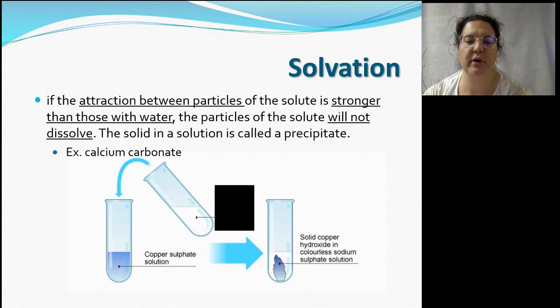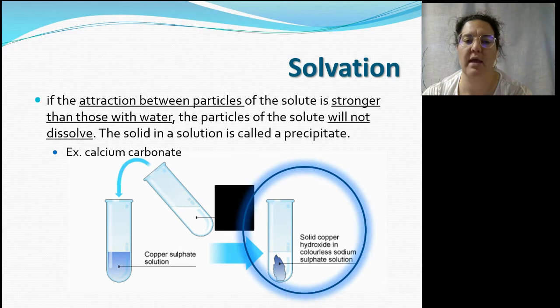If the attraction between the particles of the solute is stronger than those with water, the particles will not dissolve. And a solid in this solution is called a precipitate. So this is where we have a copper(II) sulfate solution and sodium hydroxide, the colorless sodium sulfate solution. So solid copper hydroxide forms.